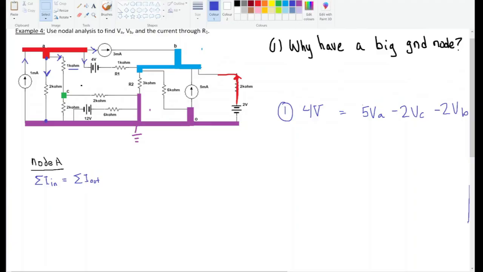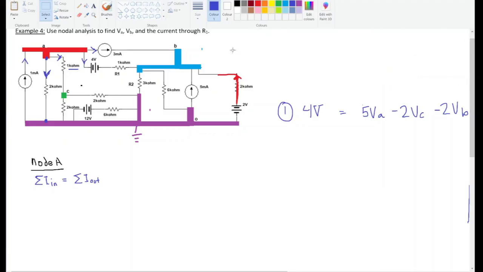Why is it good to have a big ground node? The reason it's important is because it simplifies your calculations a lot. For example, this current over here, remember, was current equals VA minus 0 over 2 kilo ohms. The reason it's minus 0 is because this is ground. So if you have a lot of things plugging into the ground, your equations become easier because you can just write 0. So that's why you should make a big ground. Hopefully that makes sense.